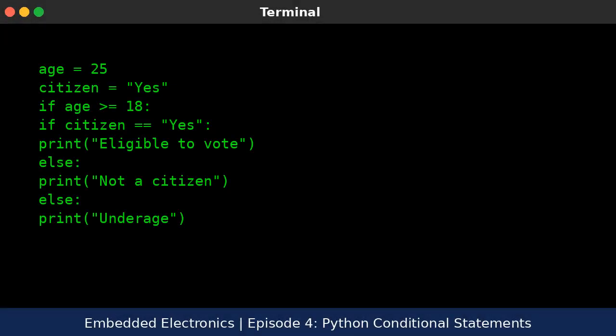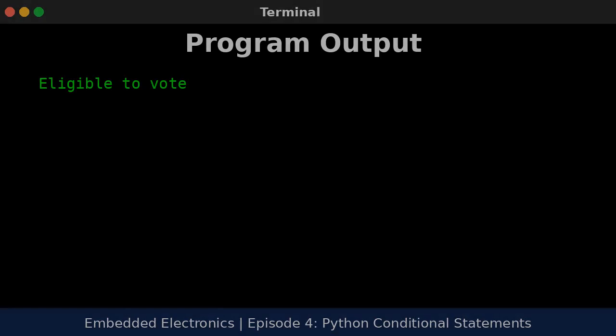This program uses nested if statements to check both age and citizenship before declaring voting eligibility. The output of example 4, nested if statement, is as follows. Eligible to vote.